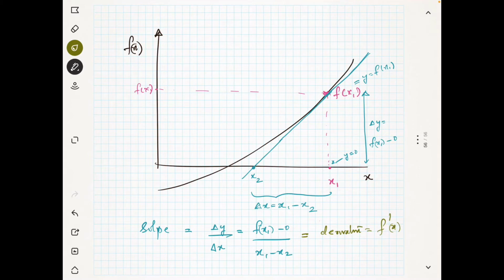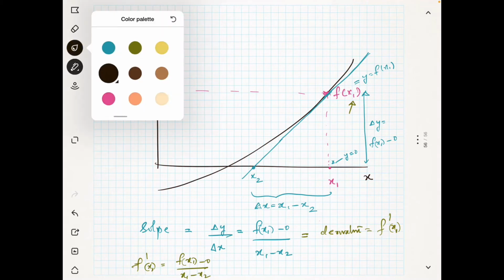So we got an equation, and we are talking about the point x1, so it is f dash of x1. f dash of x1 is nothing but f of x1 minus 0 divided by x1 minus x2. This is possible only if you are very close to the solution.